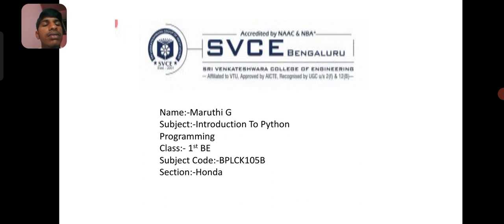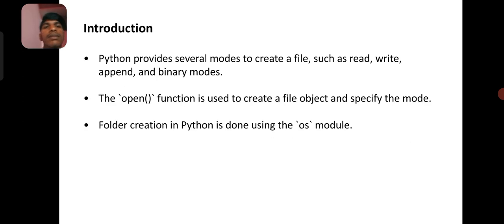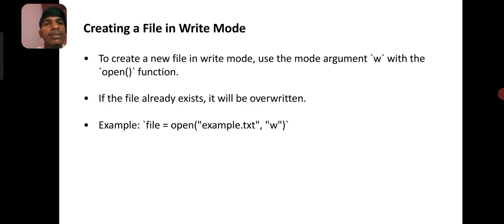BPLCK105B. Section 1. Today I will discuss an example explaining how to create a file in different modes and folders creation using Python programming. Introduction. Python provides several modes to create a file such as read, write, append and binary modes. The open function is used to create a file object and specify the mode. Folder creation in Python is done using the OS module.